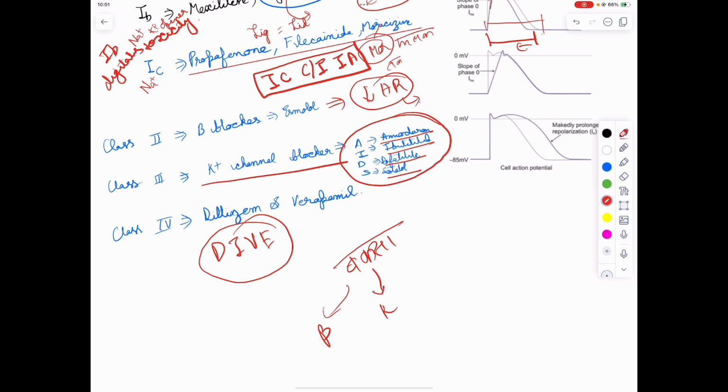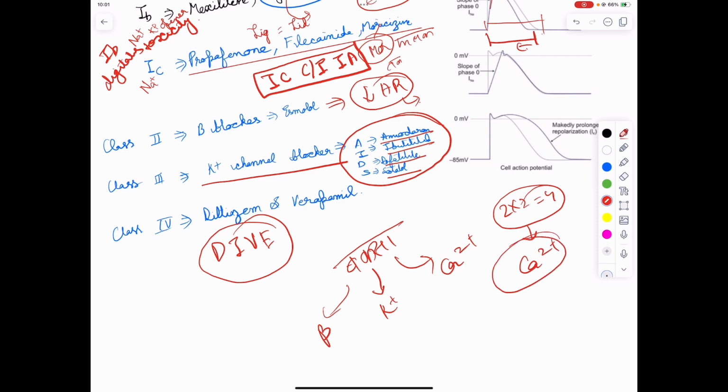Beta blocker, potassium channel blocker, calcium. Or also you can remember that 2 into 2 is equal to 4 is equal to calcium. Calcium belongs to class 4. By what method can you remember this?